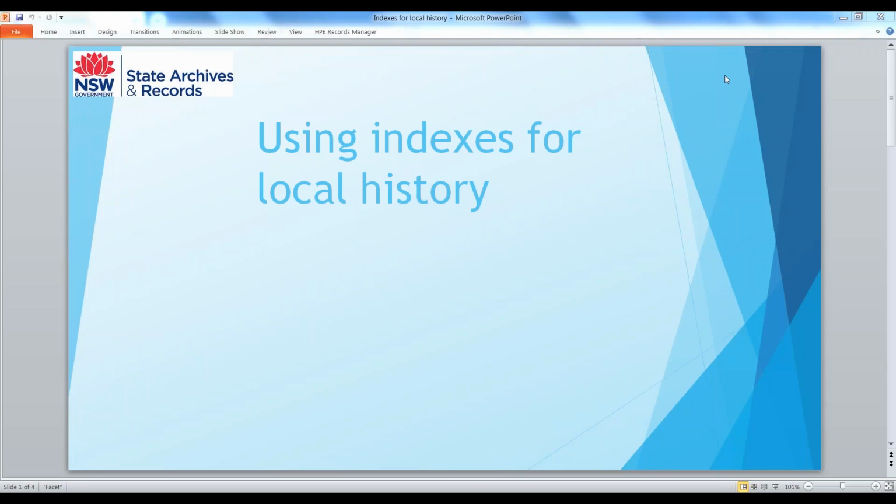We have over 60 fantastically useful indexes on our website. Today we'll be looking at them in a different way, how you can use them to research a place rather than a person. Nearly 40 of the indexes can be searched by place in some way, even the indexes that are really about people. Here they are.